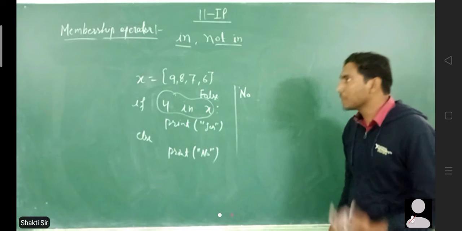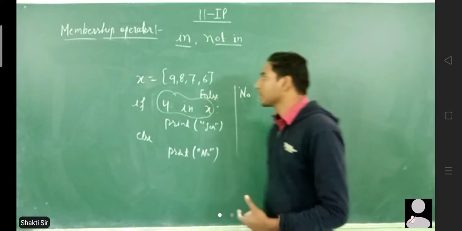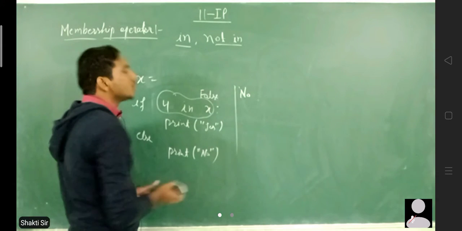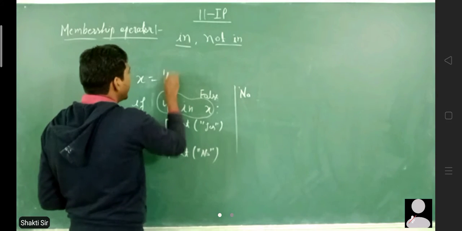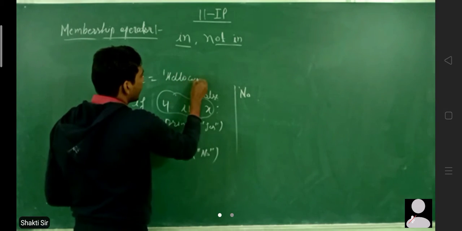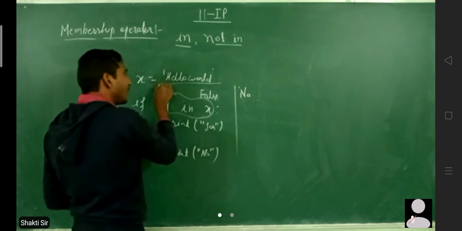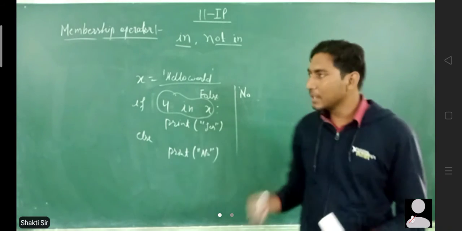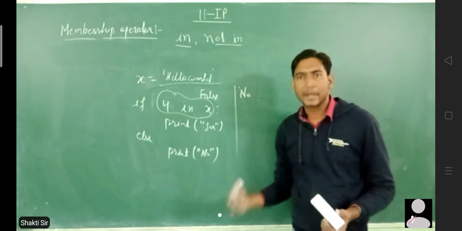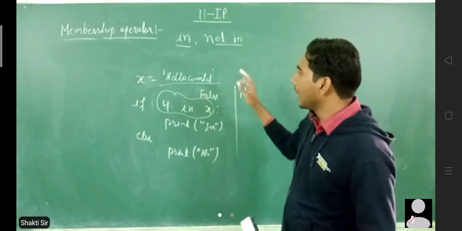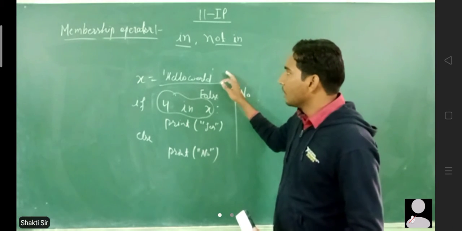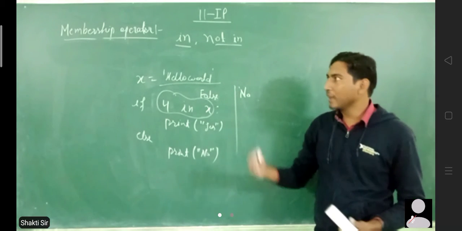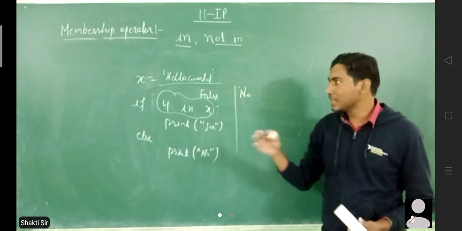Basically these are membership operators, and they are used to check. Okay, so instead of a list, I can also use a string like hello world. I can also use a tuple here. So basically instead of a list, I can use any other sequence. I can use a string, I can use a tuple, I can use a list, I can use a range. Basically the in and not in operators are membership operators, and they are used to check whether an element is a member of any sequence or not.